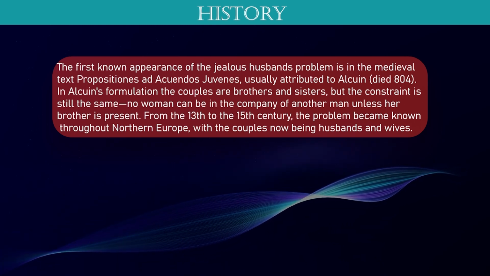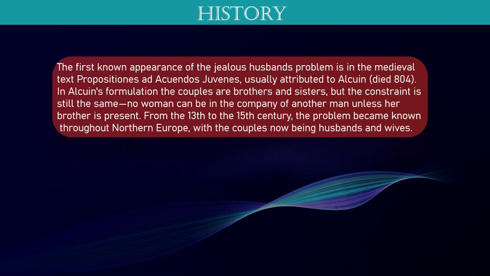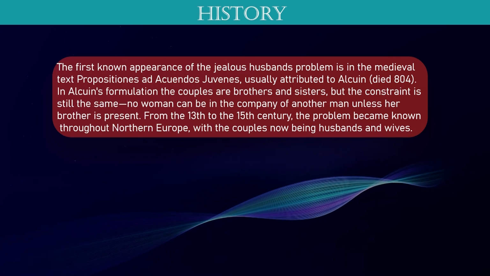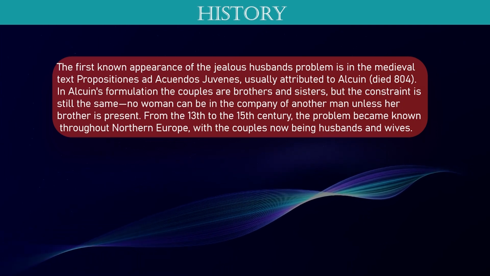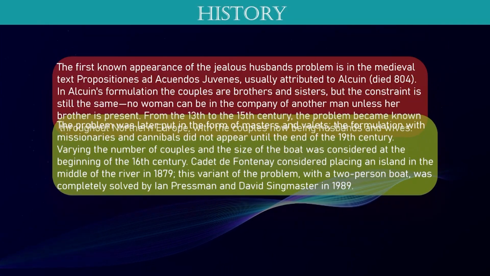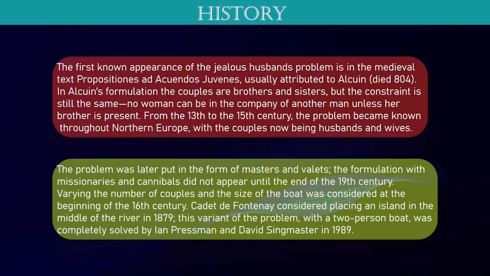From the 13th to the 15th century, the problem became known throughout northern Europe, with the couples now being husbands and wives. The problem was later put in the form of masters and valets. The formulation with missionaries and cannibals did not appear until the end of the 19th century. Varying the number of couples and the size of the boat was considered at the beginning of the 16th century.